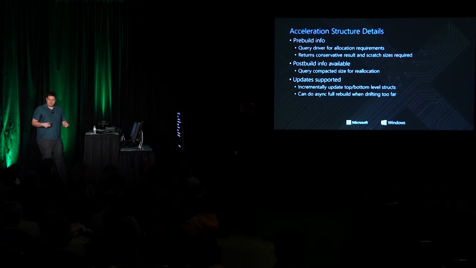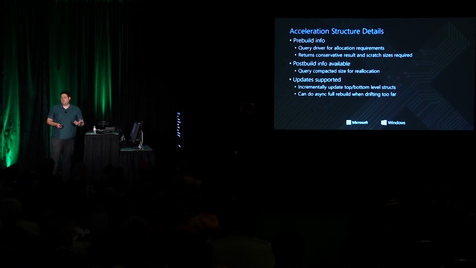After you do the actual construction, you can then query for post-build info and then optionally copy that into a compacted buffer. You can also do incremental updates on acceleration structures, both at the top level and the bottom level. Top level updates are for cases where you're transforming a single instance. So let's say you have a bouncing ball that you're changing the transformation matrix of, but the individual vertices of the ball are not changing. In that case, you would have the ball itself as an instance, and your transformation matrices are updated as part of an update to the top level build.